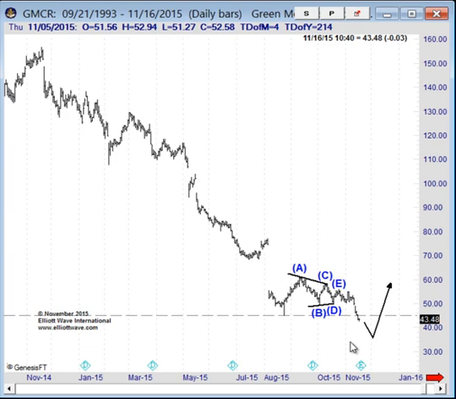Triangles always precede the final move of a sequence. So a triangle 4 leads to a final fifth wave move up. A triangle B wave is followed by a final C wave move up or down. And a triangle X wave precedes the final wave Y structure of that corrective combination.